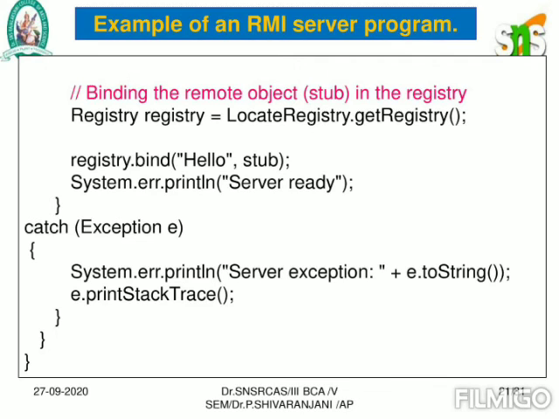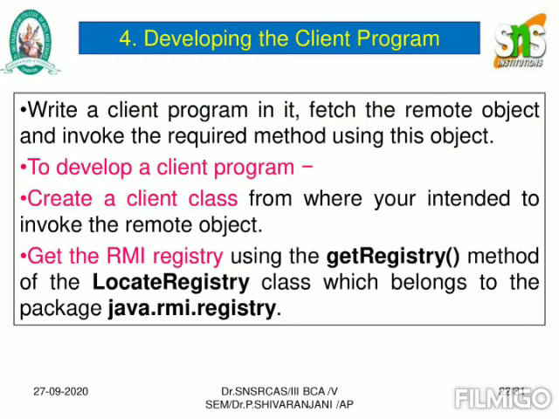So the next step, the fourth step, is developing the client program. So far we have developed a server program. Now we are going to develop the client side programming. You have to write a client program, fetch the remote objects and invoke the required method using this object. So the first thing is you have to develop a client program.